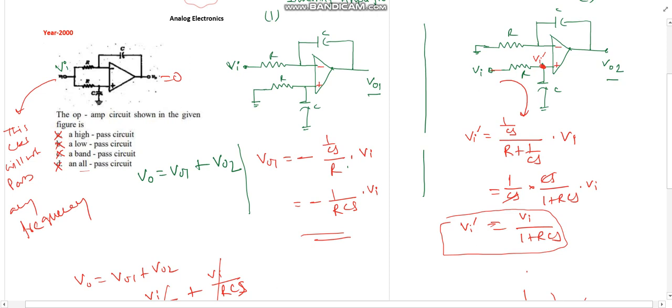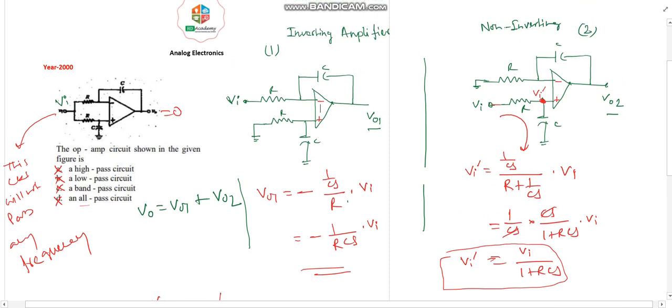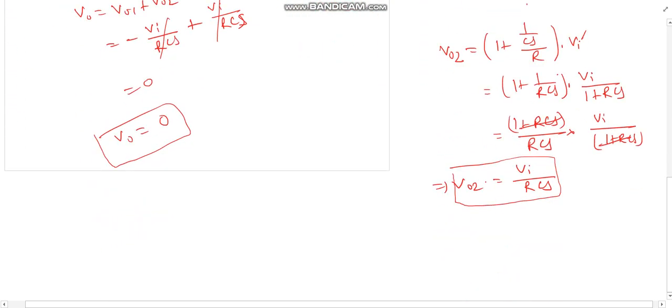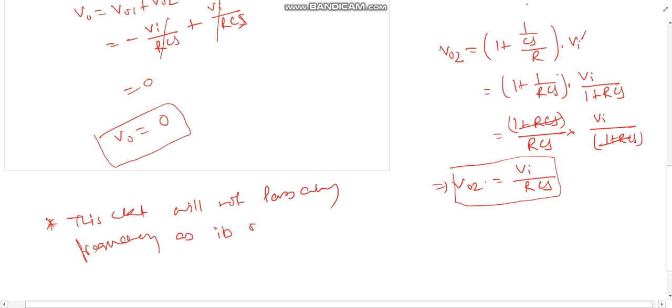So in 2000 this question's answer, I think, is wrong. So I just write here: this circuit will not pass any frequency as its output voltage is 0.